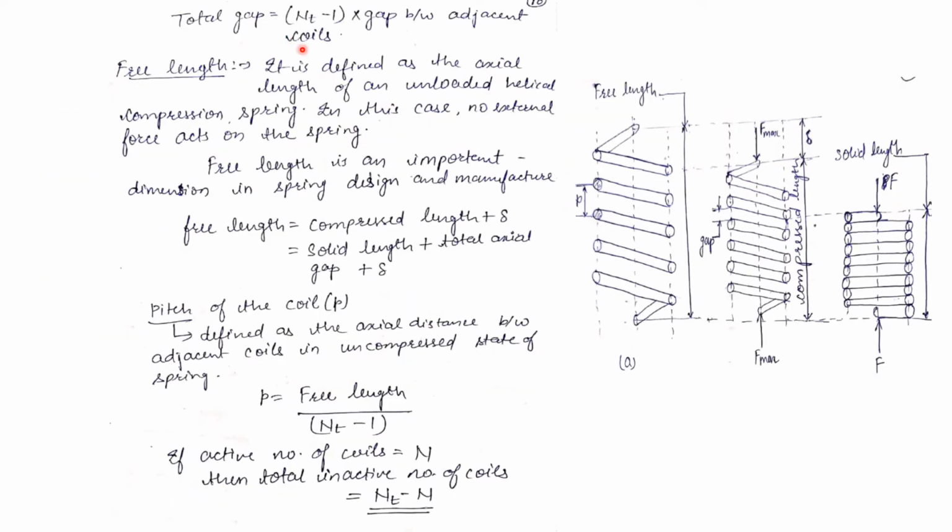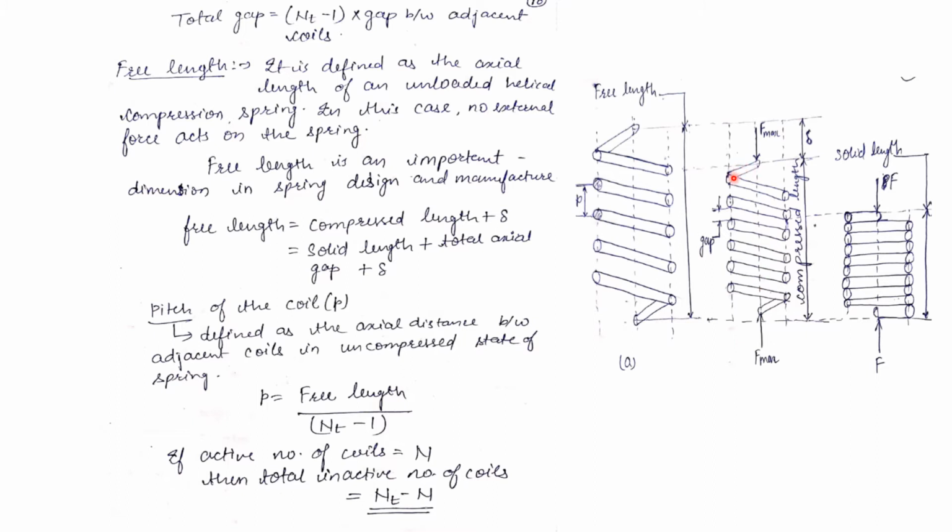Now total gap. What is total gap? In the compressed length diagram, we have to calculate the total gap. This is the total gap length. Total gap is the gap between the adjacent coils into the total number of gaps. First, we have to calculate the total number of gaps. Here, from this diagram, if we count the total number of coils, 1 2 3 4 5 6, there are 6 coils in total, and then counting the gaps between the coils, 1 2 3 4 5.